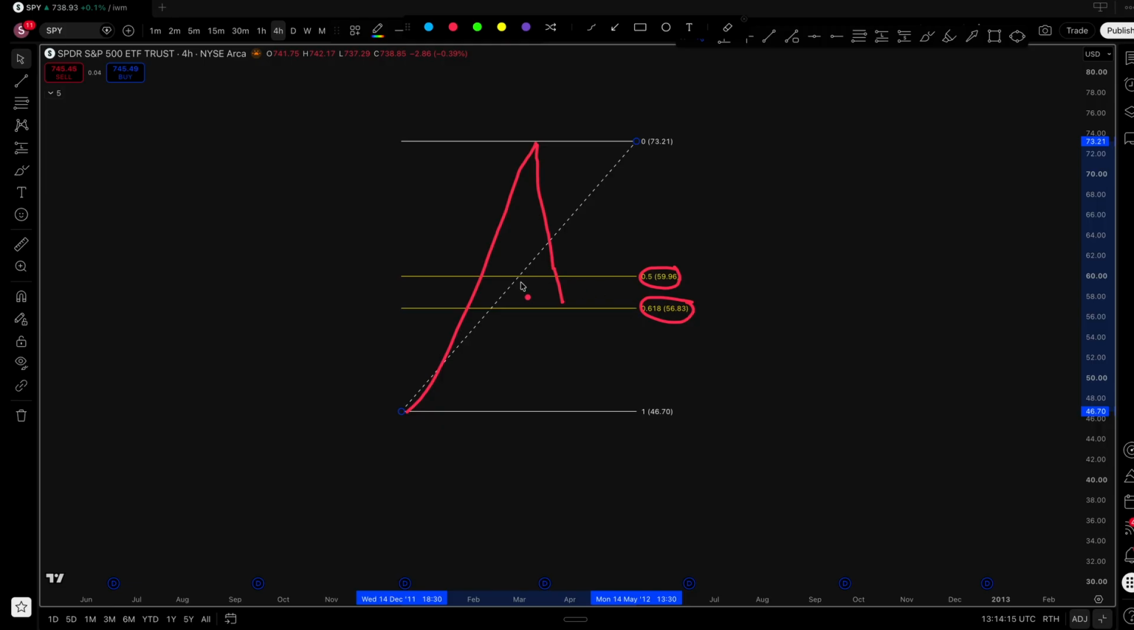This is called the golden zone. 61.8 is called the golden level, but this is the golden zone. These are the two most important levels on this tool. Now there are other levels, but I don't use those levels. I delete them, and let me show you how I delete them.